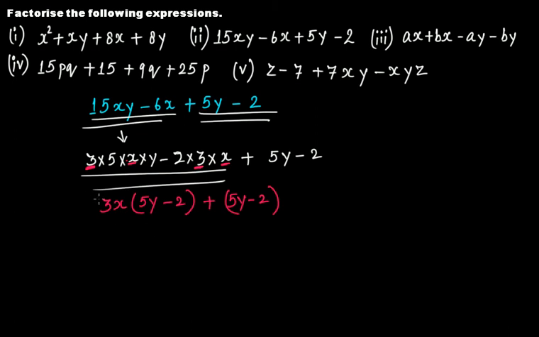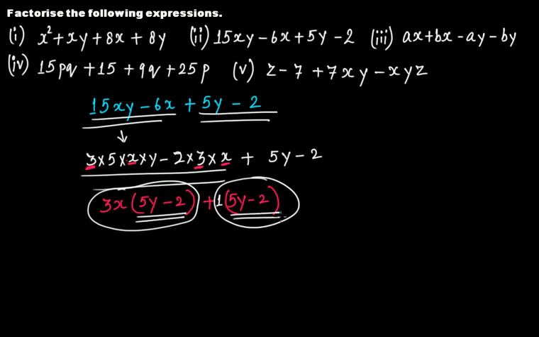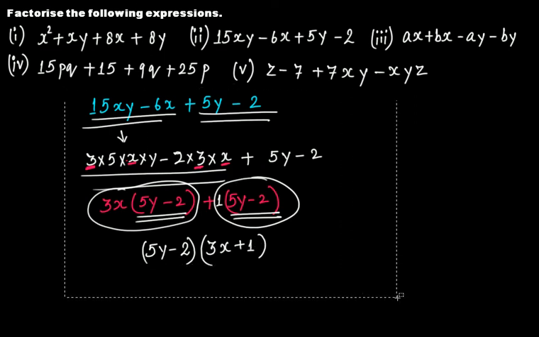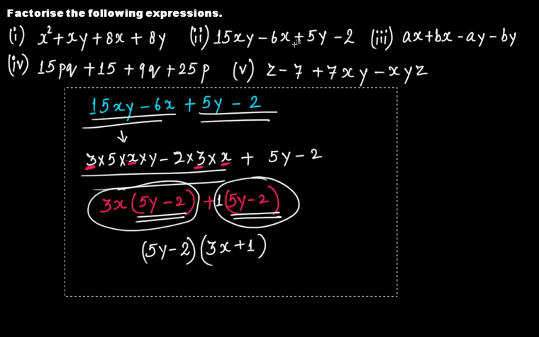Now, this expression has two terms. One term is this one and one term is this one, right? So basically this is 1 multiplied by 5y minus 2, right? So this factor is common in both these two terms. Take this out of the bracket. So 5y minus 2, this one factor is common in both these two terms, taken outside the bracket. Inside the bracket, you are left with 3x and then plus 1. Distributive property of multiplication over addition. So this is the required factorization of this algebraic expression.